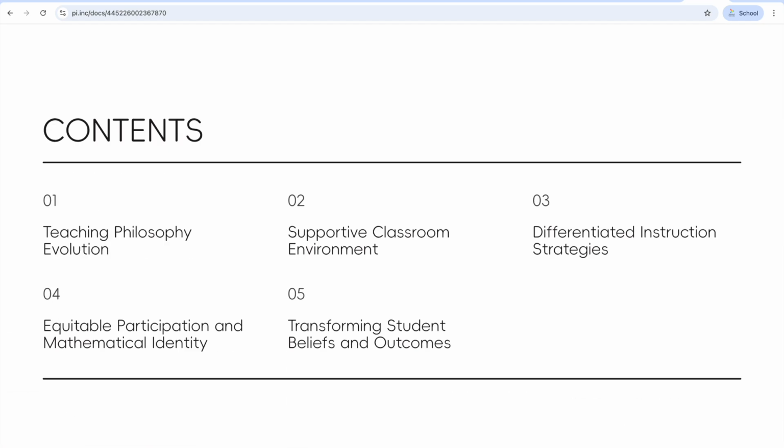At the beginning of my clinical practice, I believed that mathematics instruction should focus mainly on helping students master procedures and arrive at the correct answer. However, through my coursework observations and classroom experiences, I realized that equitable mathematics instruction is much more than teaching procedures. It involves creating a classroom where every student feels valued, capable, supported, and actively involved in mathematical thinking and discussion.